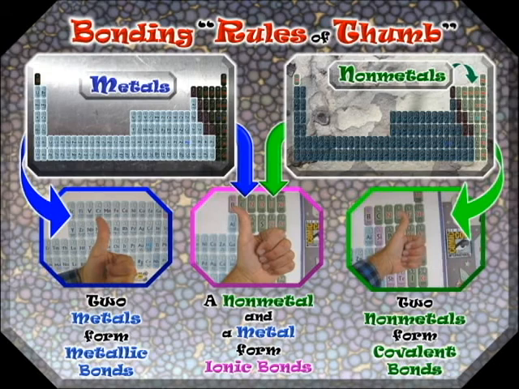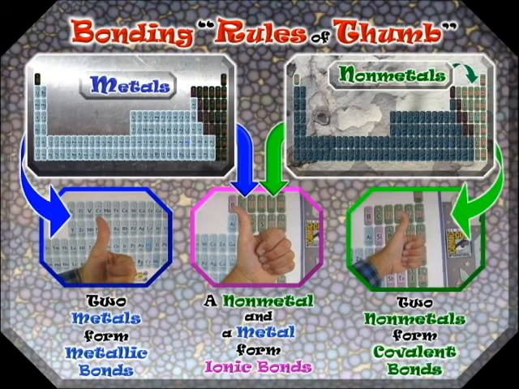So the rules of thumb are, if you have two metals, they form metallic bonds. That's the one on the left. That's a good one. Go by that one. Then in the middle, we've got a nonmetal and a metal form an ionic bond. Okay? And then on the right, we've got two nonmetals on their own, no metals involved, will form covalent bonds. And again, that is a good rule of thumb.